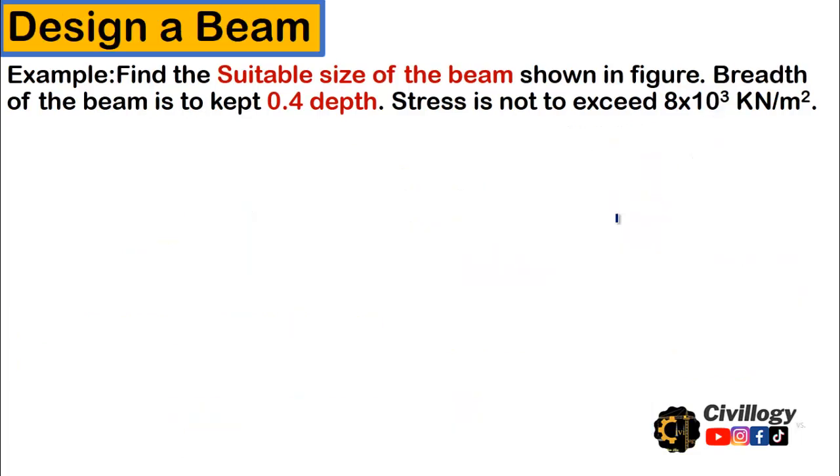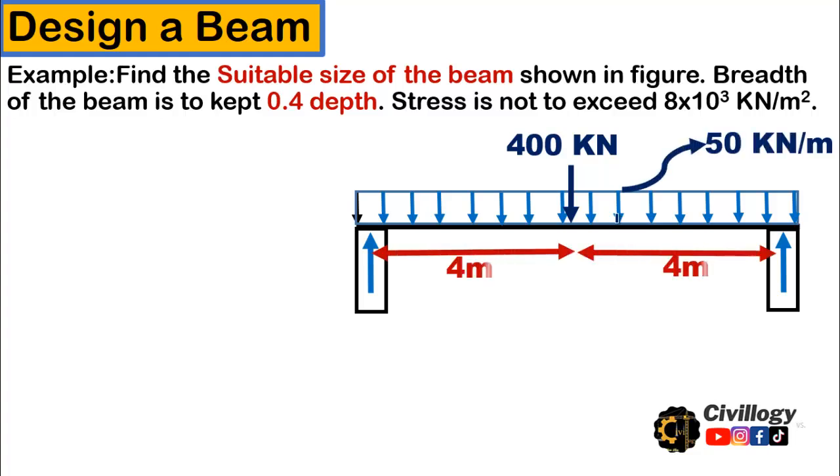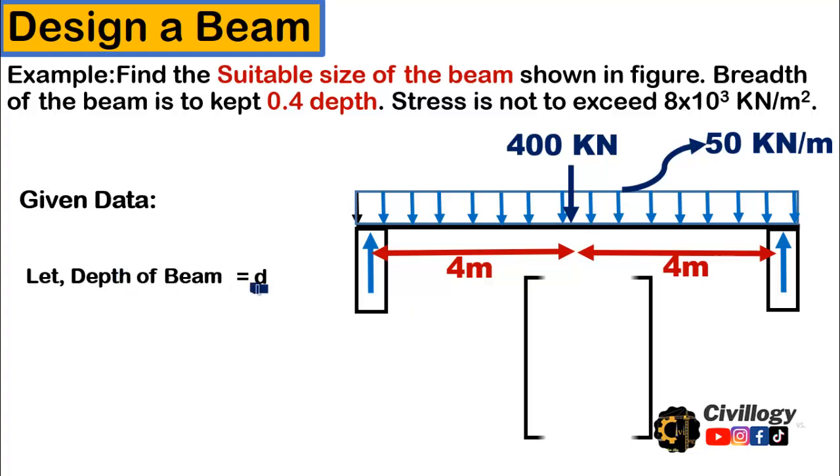So now proceed towards the next step. This was the example for which we are going to use the flexural formula for determination of depth and breadth of the beam. The beam is subjected to a point load which is 400 kilonewton and a UDL which is 50 kilonewton per meter, okay. So by taking the given data from the question, let us assume that the depth of the beam is equal to D, okay. And let's assume the cross section of the beam, and this is the neutral axis.